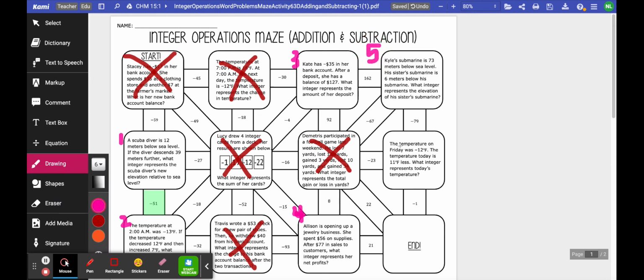The temperature on Friday was negative 12 degrees Fahrenheit. The temperature today is 11 degrees Fahrenheit less. What integer represents today's temperature? You'll have to write the subtraction problem. Negative 12 minus 11 equals what? Change it into addition problem, and you should get your answer.